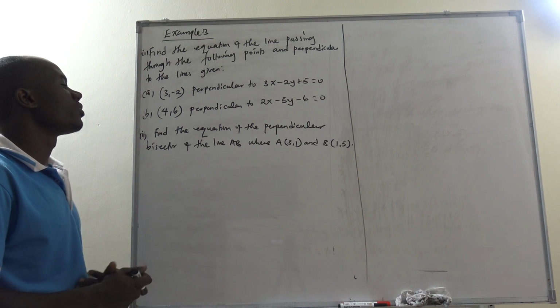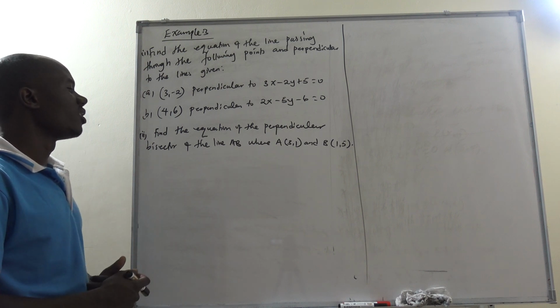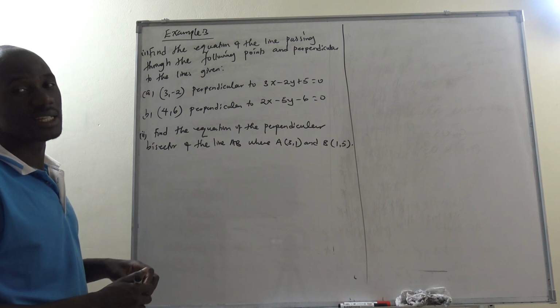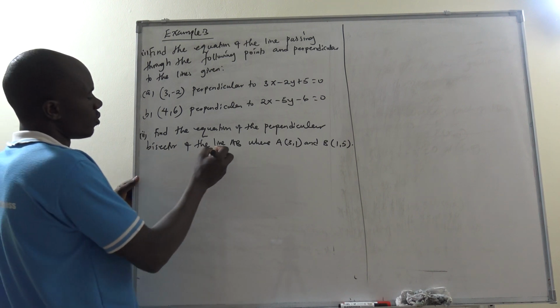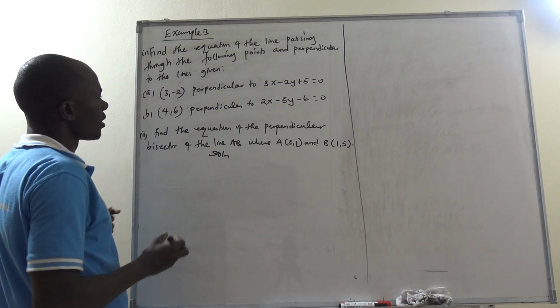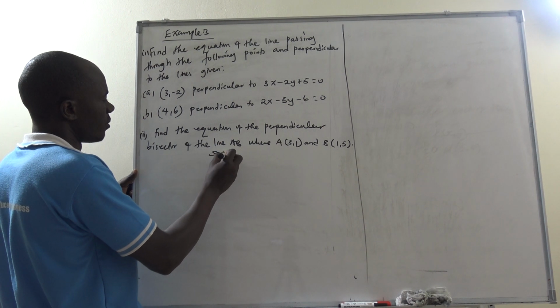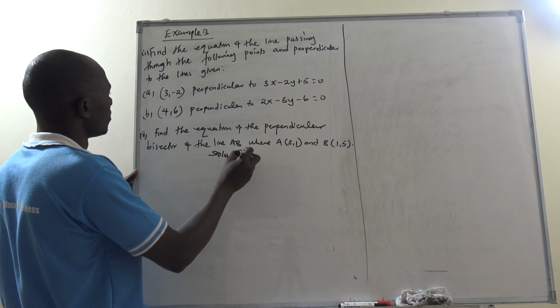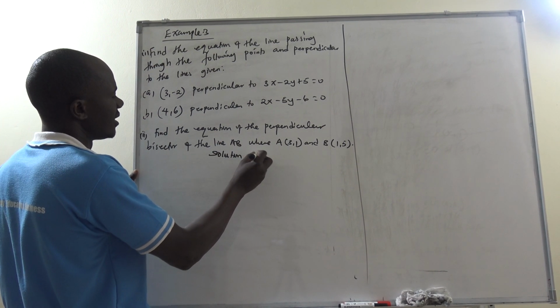Then for Roman 2, find the equation of the perpendicular bisector of the line AB, where A is that and B is (1, 5). So we are now going to the solution for Roman 1 part A.